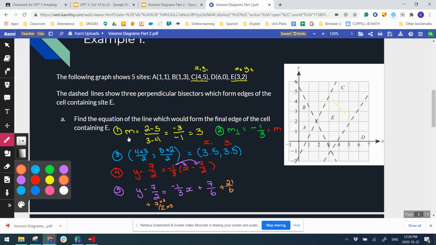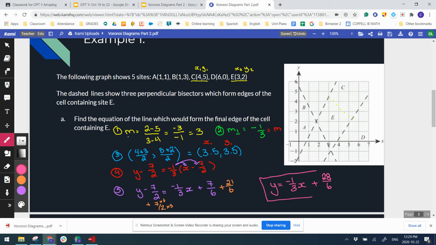And that leaves me with a very final answer of y equals negative 1/3 x plus 7 plus 21, which is going to be 28 over 6. So there's the equation of the perpendicular bisector.